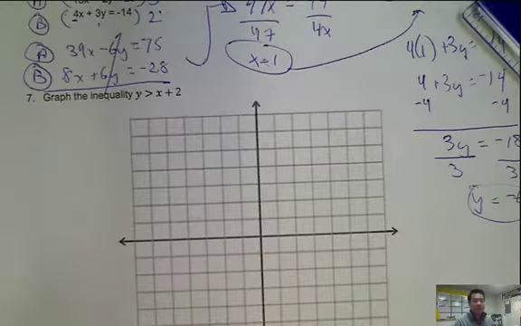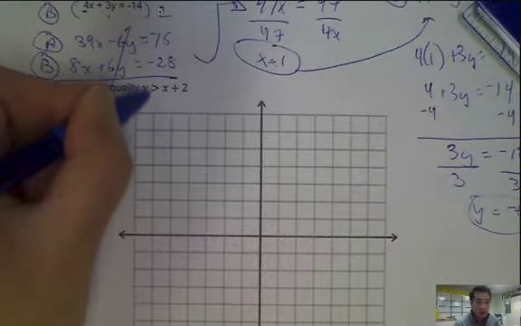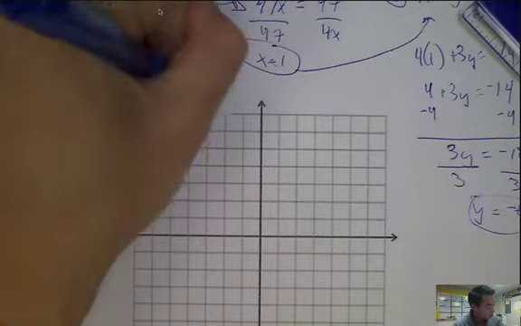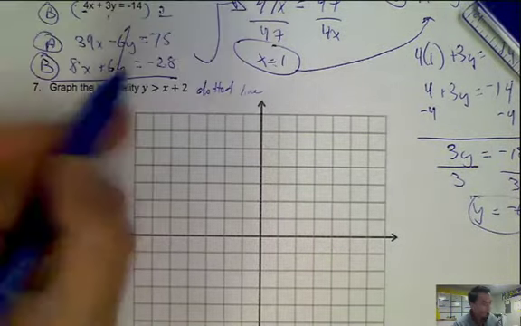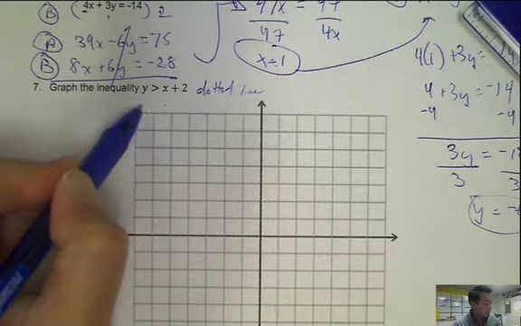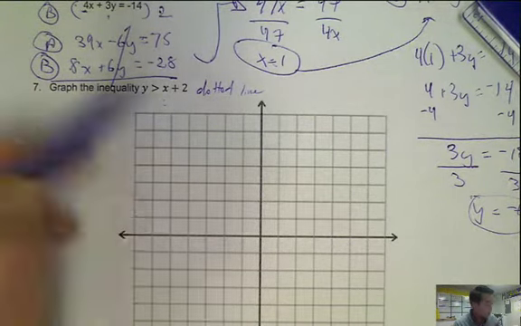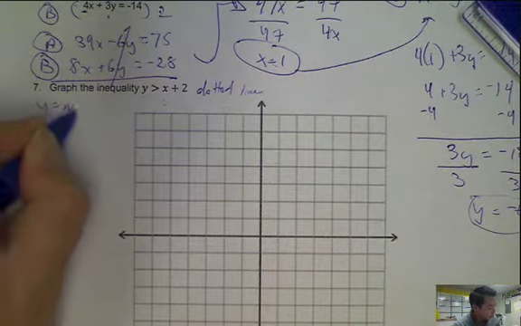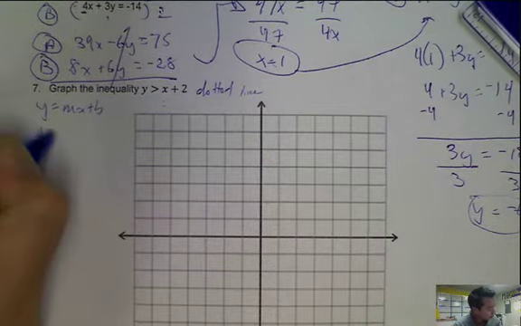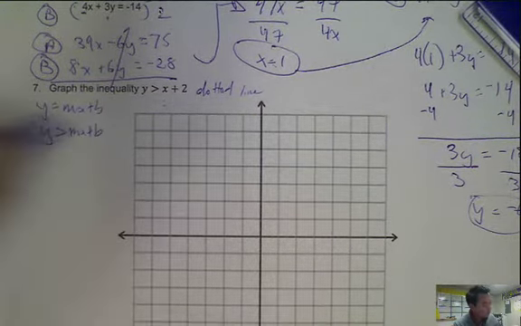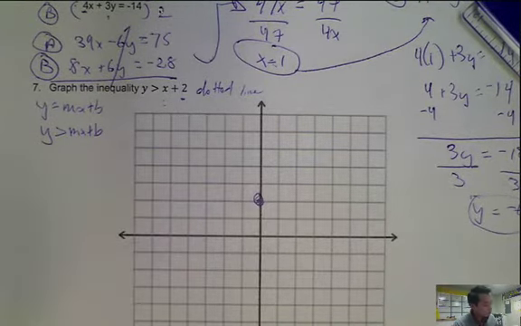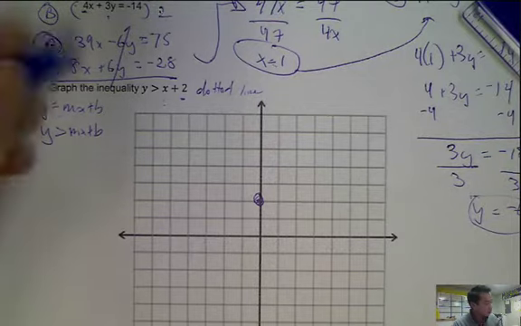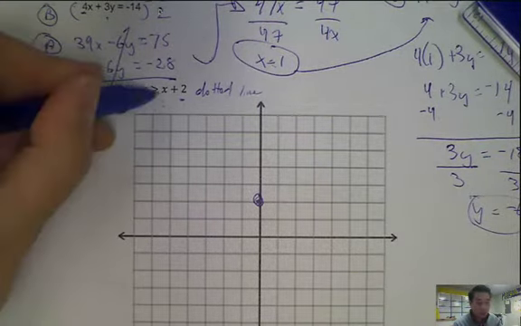Let's just talk about what I see right now. I see that there's a greater than symbol, so I know that that is going to be a dashed or dotted line. I also notice that y is by itself, and I see an x in there. So right away, this resembles y is equal to mx plus b, or in this case, y is greater than mx plus b. So my y-intercept is 2. Okay. And my slope is x, or 1x.